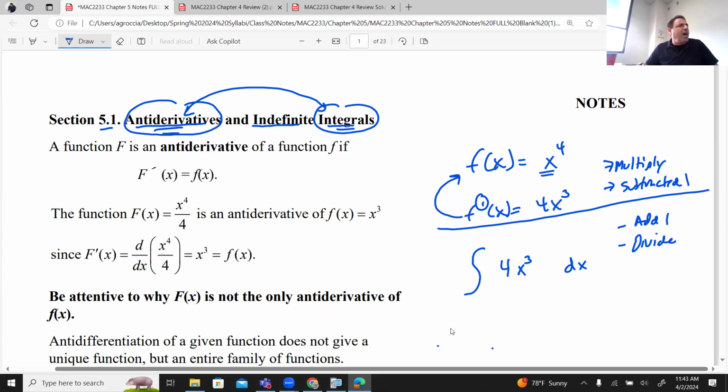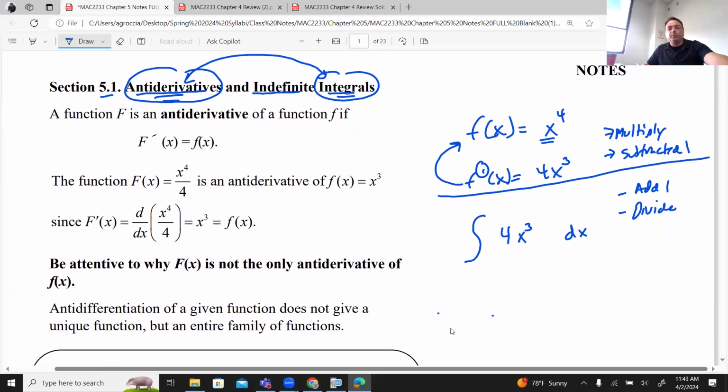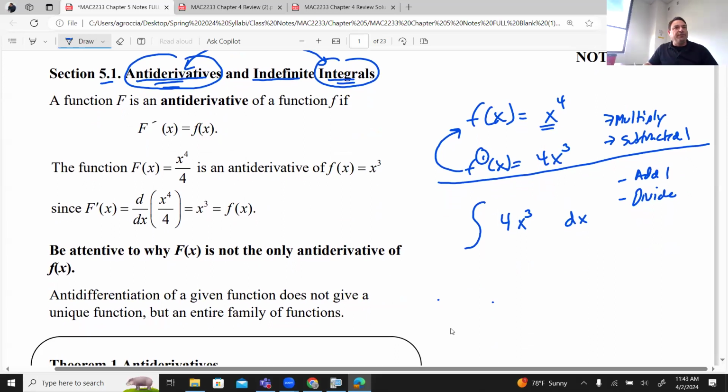The number in front stays in front. So the 4 stays in front, and we're going to add 1 to the exponent. What's 3 plus 1? 4. The new number formed is 4, and then we're going to divide by 4. So all you're learning today, except for a few special cases, is add 1 and divide by it. That's all you're going to learn today.